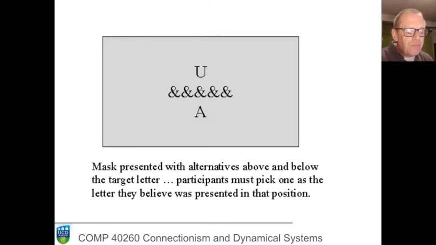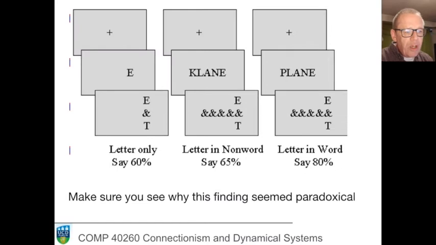Now, when we compare conditions, the paradox arises. On the left-hand side here, you see a sequence in which a single letter is produced and then replaced with a mask. And let's say subjects are getting this correct 60% of the time, where 50% is chance. So if you guess between E and T, you'll get it right 50% of the time. And subjects are doing 60% of the time, which is better than chance, but they're still very unsure.